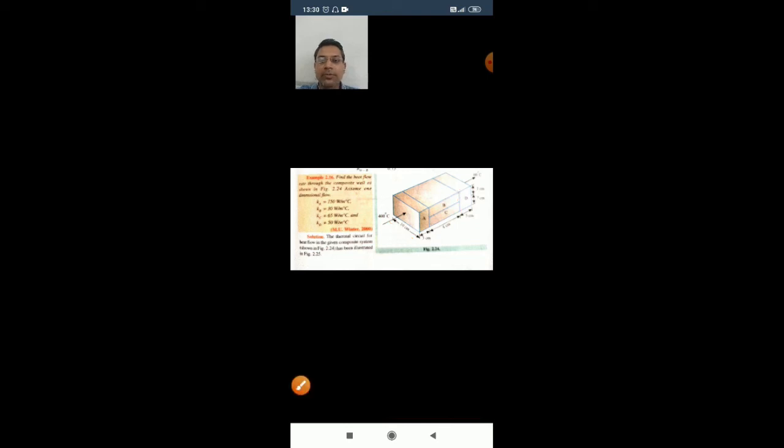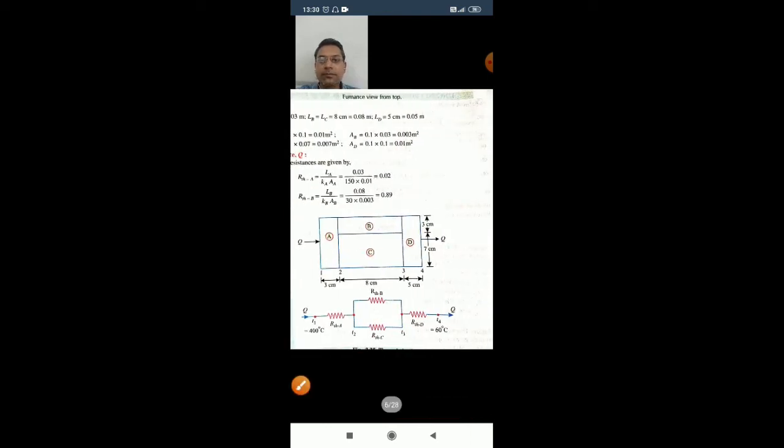Coming back to the solution part again. So now you can see the area of B will be 10 into 3. It is converted into standard dimension. Then the area of D will be 10 into 10. Similarly, the area of A will be 10 into 10, while that of C will be 10 into 7 centimeter square. So they all are converted into standard dimension.